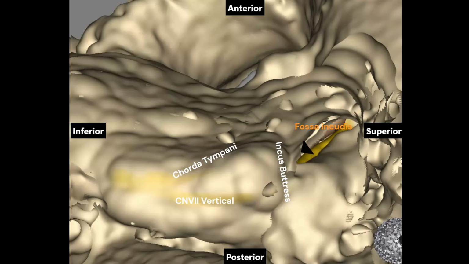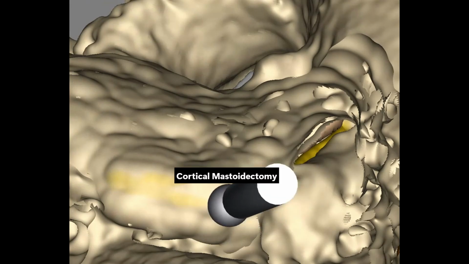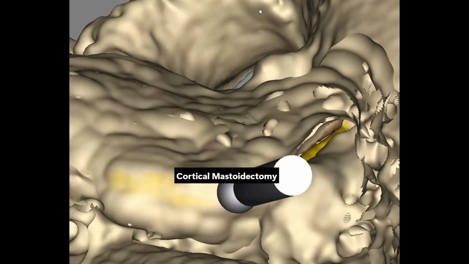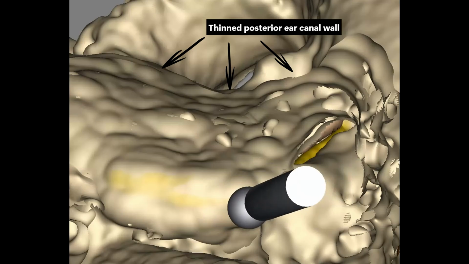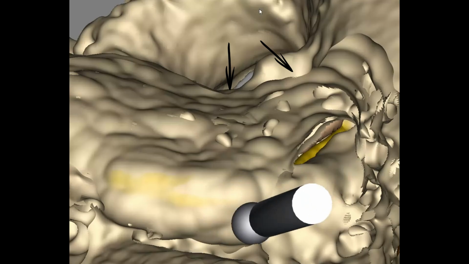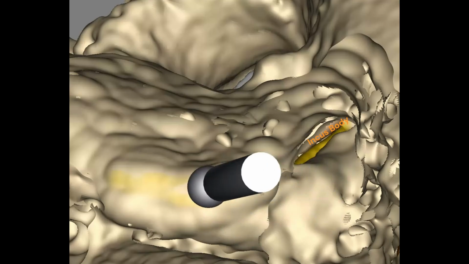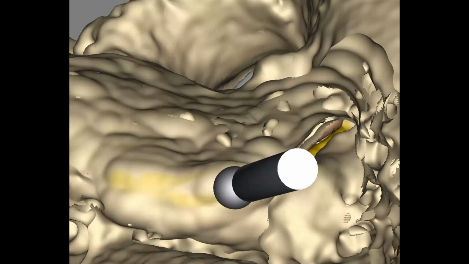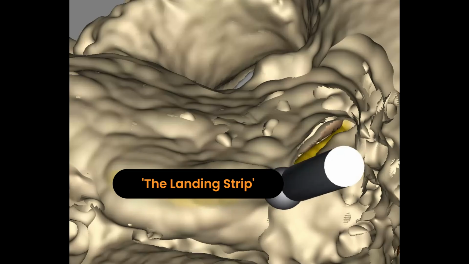The basis of a good posterior tympanotomy is a well-prepared cortical mastoidectomy with good access, a properly thinned posterior canal wall with no air cells remaining, a visualized incus body, and a relatively flat strip of bone at a depth just superficial to the lateral semicircular canal.